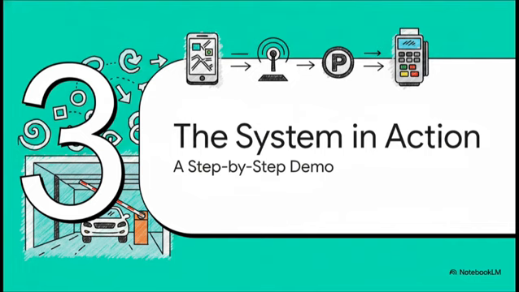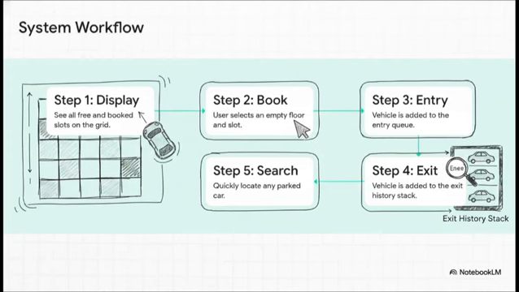We're going to walk through it step by step just as if you were the driver. So first, you pull up the app and you see a clear map of the lot, all the free spots and all the taken ones. You just tap to book an empty slot and boom, your car is now in the virtual entry line. When it's time to go, the system automatically records your exit in its history. Oh, and if you forget where you parked, it happens, no worries. The system can find your car for you in a second.